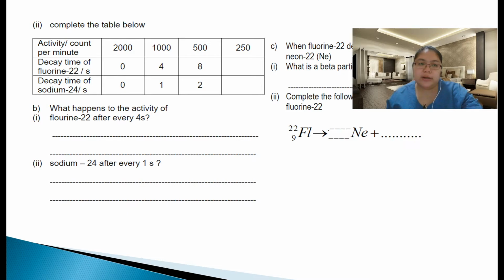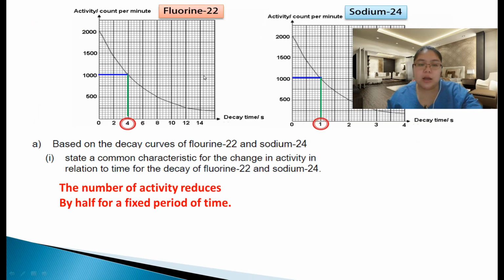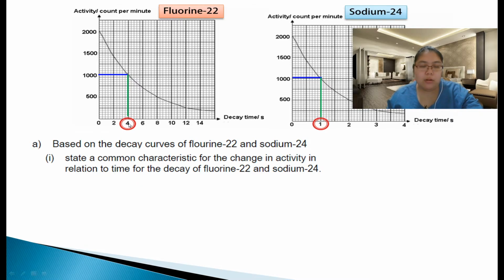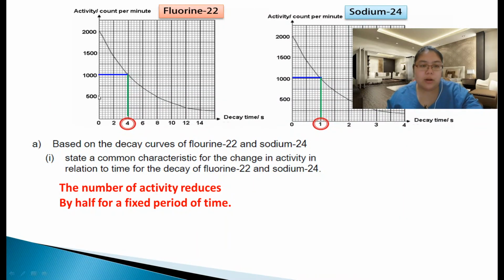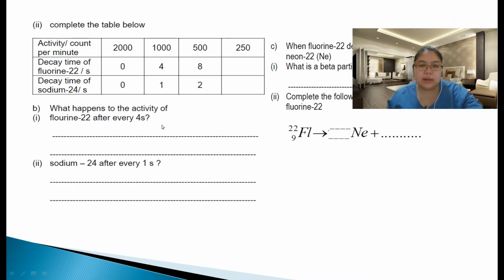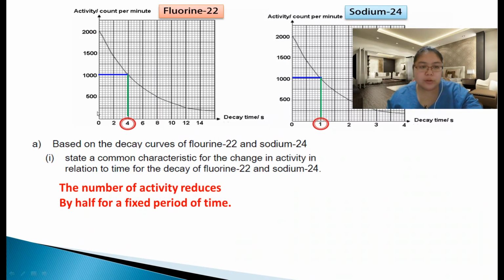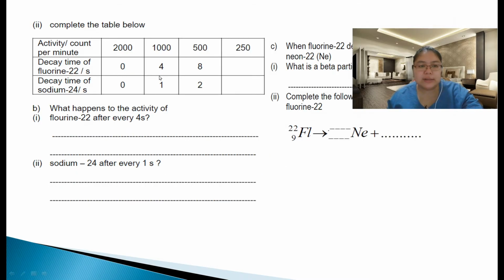Okay, the next one, complete the table below. Let's see the decay time. For fluorine, 2000 is 0, 1000 is 4, 500 is 8 seconds. So we can write here: 250, they don't want 500, they want 250, so we continue with 250. It is 12. You can see the sequence here.